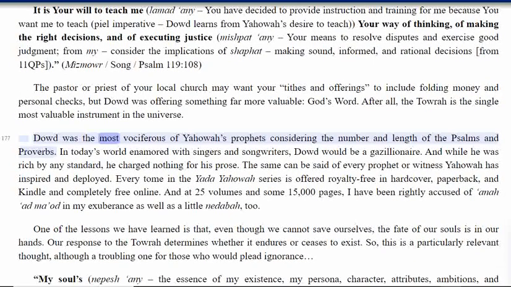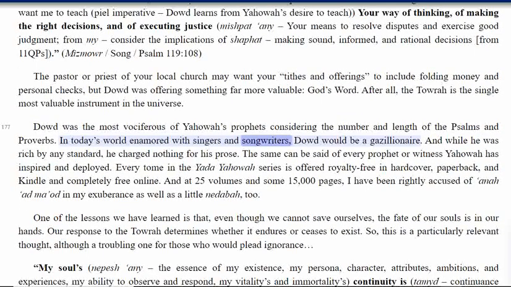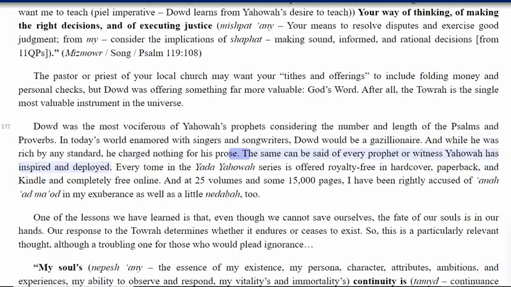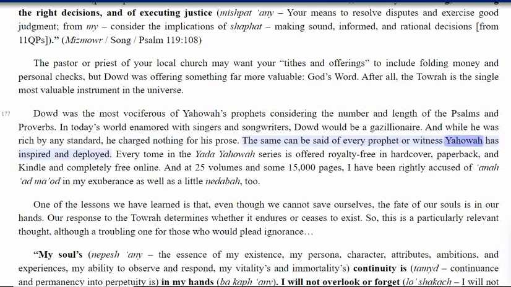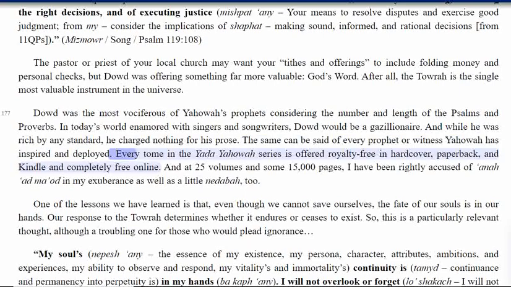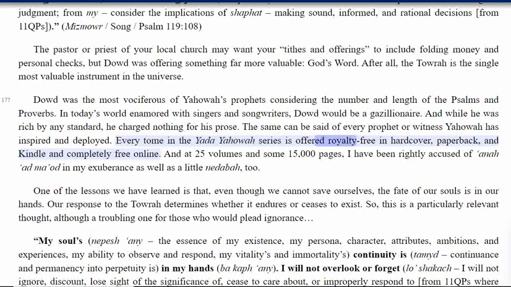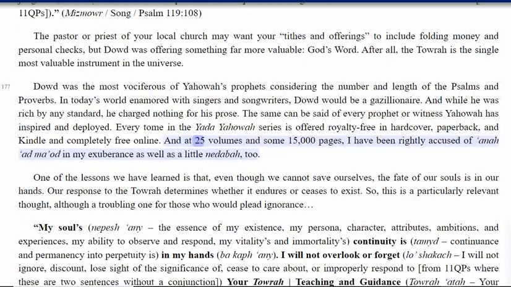Dowd was the most vociferous of Yahowah's prophets considering the number and length of the Psalms and Proverbs. In today's world enamored with singers and songwriters, Dowd would be a gazillionaire. And while he was rich by any standard, he charged nothing for his prose. The same can be said of every prophet or witness Yahowah has inspired and deployed. Every tome in the Yada Yahowah series is offered royalty-free in hardcover, paperback, and Kindle and completely free online. And at 25 volumes and some 15,000 pages, I have been rightly accused of Anani Ad Ed in my exuberance as well as a little nidbot, too.